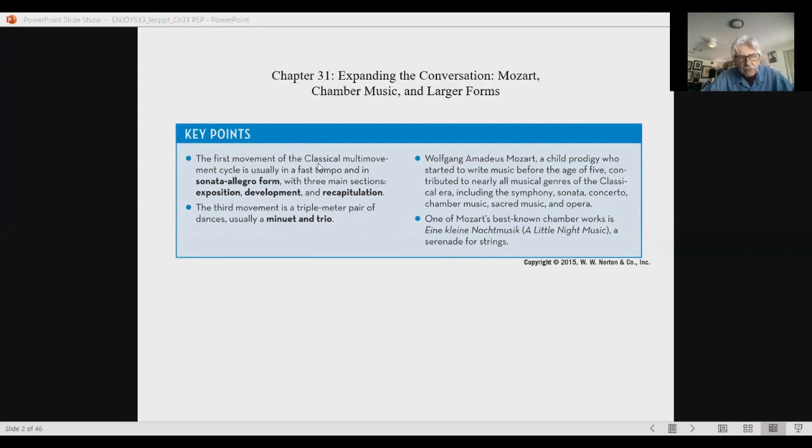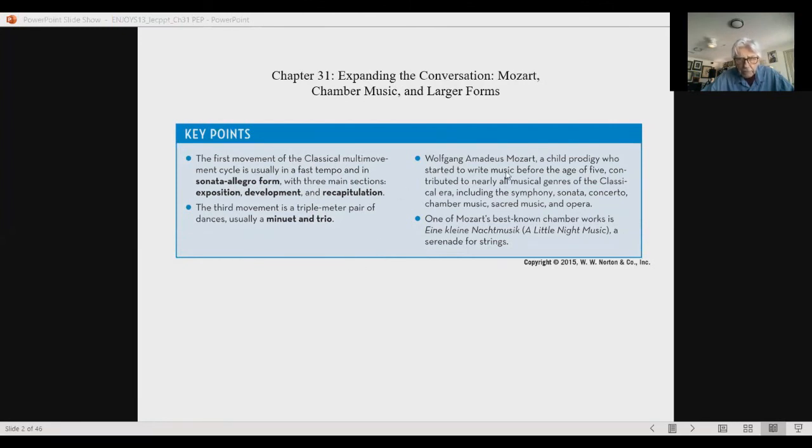So the first movement of the classical multi-movement cycle is usually in a fast tempo and in sonata allegro form. You've heard that someplace. There are three main sections in a sonata allegro form: the exposition, development, and recapitulation. We'll talk quite a bit about the form in this style, in this chapter.